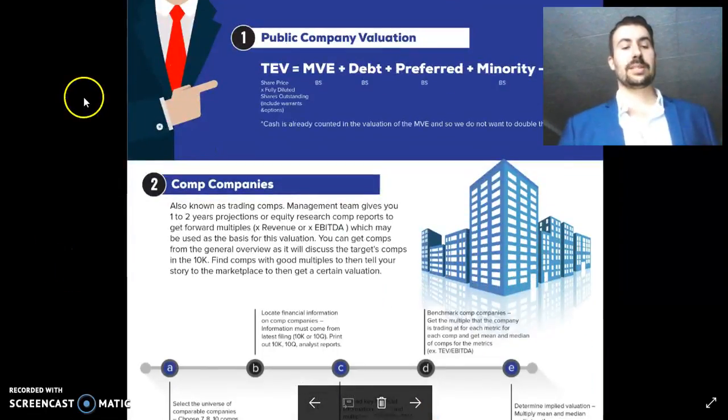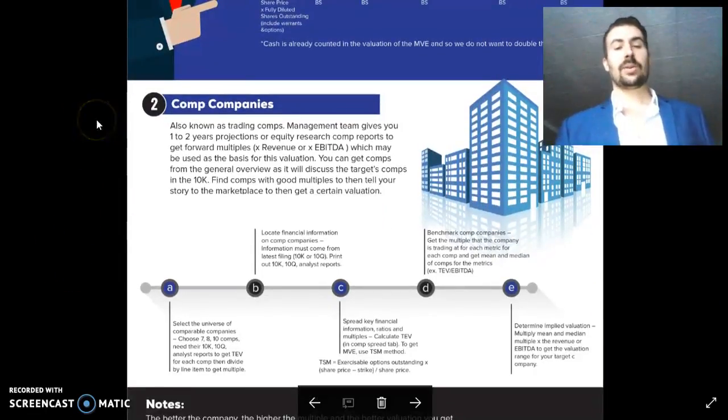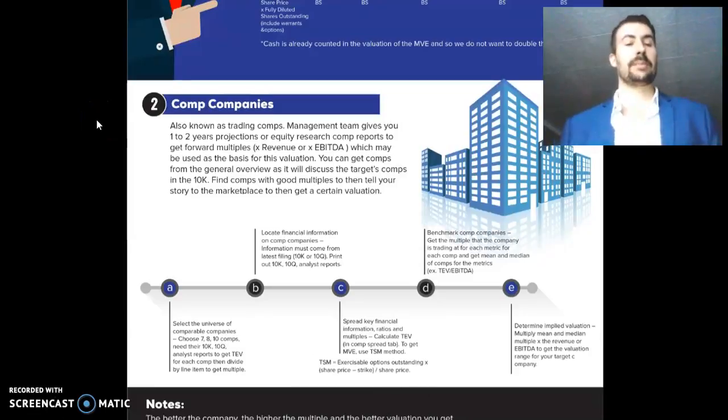The second methodology is known as comp companies, and this is known as a market methodology, and it's also known as trading comps. The management team ultimately gives you 1 to 2 year projections or equity research comp reports to get forward multiples times revenue or times EBITDA, which may be used as the basis for this valuation. You can get comps from the general overview, as it will discuss the target comps in the 10K. Find comps with good multiples to then tell your story to the marketplace to then get a certain valuation.